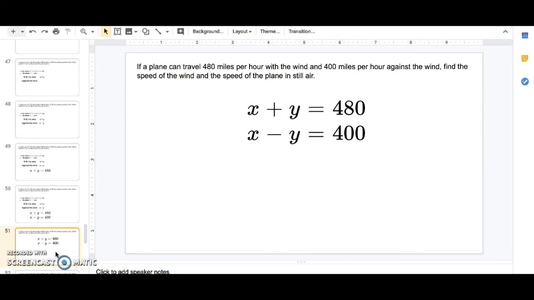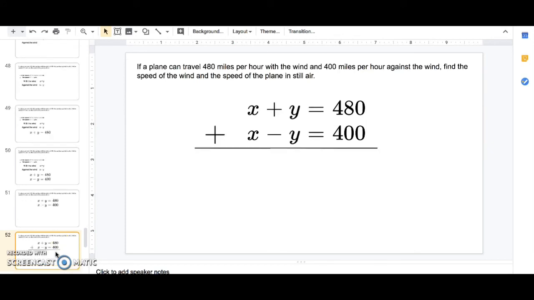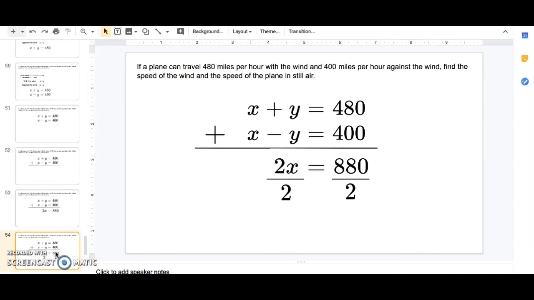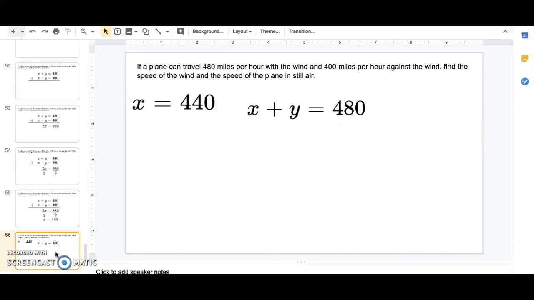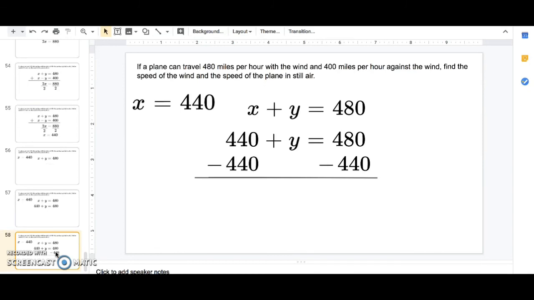So what I would do then is add them together. So x plus x is 2x, and 480 plus 400 is 880. Divide both sides by 2, I'll get x equals 440. So now to find y, I can just substitute that in for x. So 440 plus y equals 480. Subtract 440 from both sides, I'll get y equals 40.